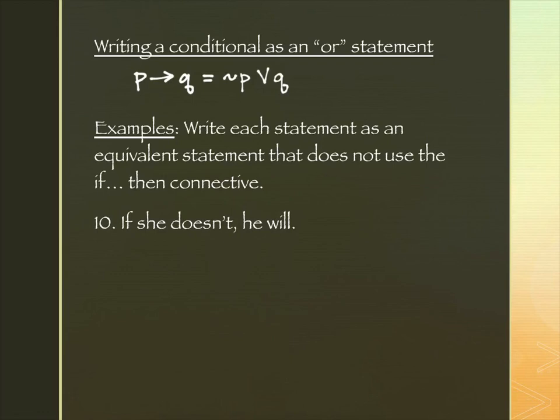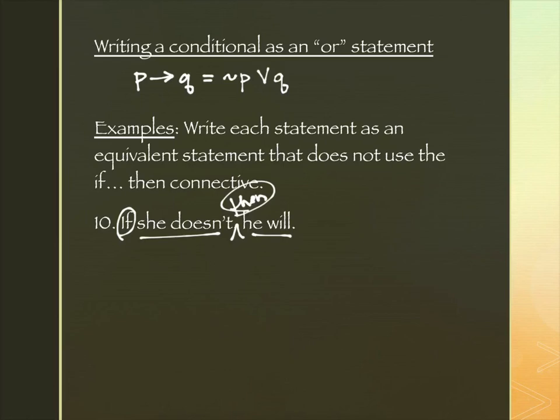So I got a different example for you. Our example on this one is to simply rewrite it with the word or instead of the if-then connective. So again, here's my if, here's my then, the understood then in there, and these are my two statements. They're very brief. She doesn't and he will. Okay, so looking at the or rewrite, how will I change or what will I write down for the first part? It's supposed to be the negation of what originally was there.